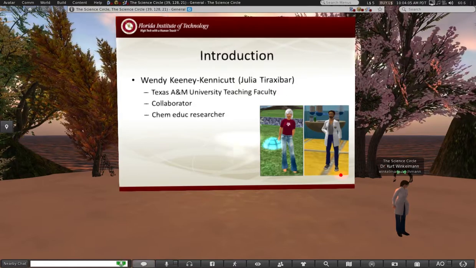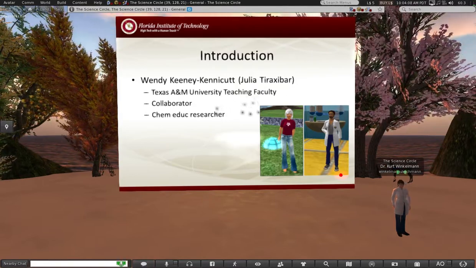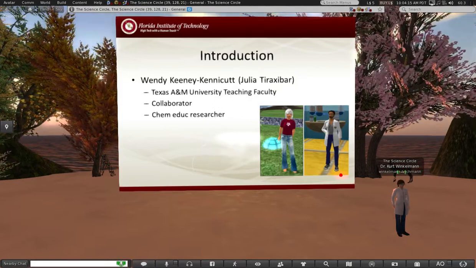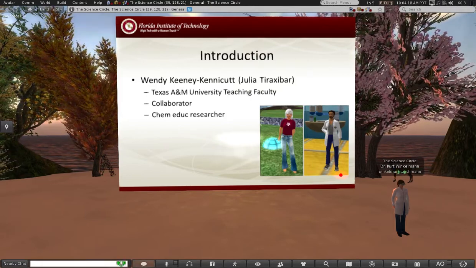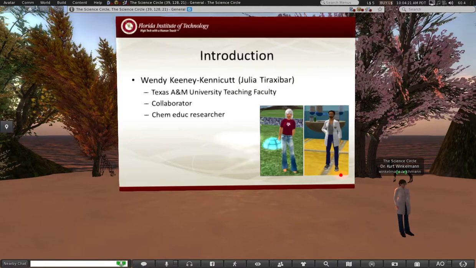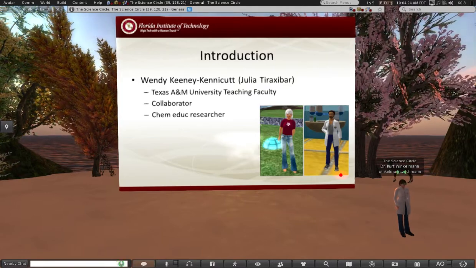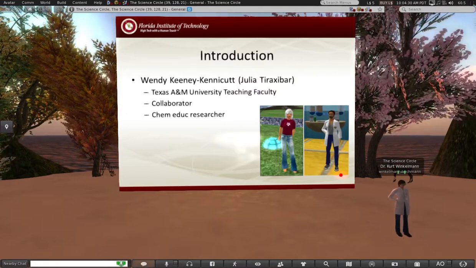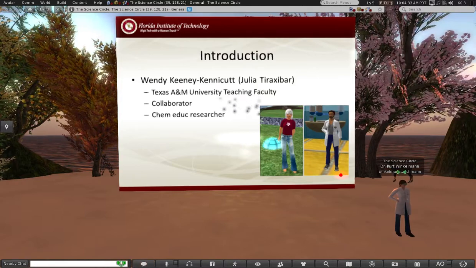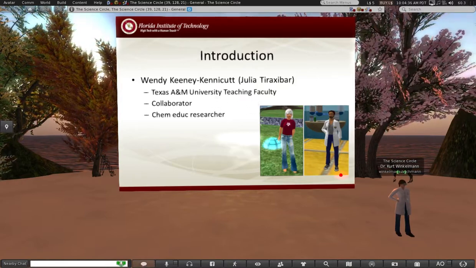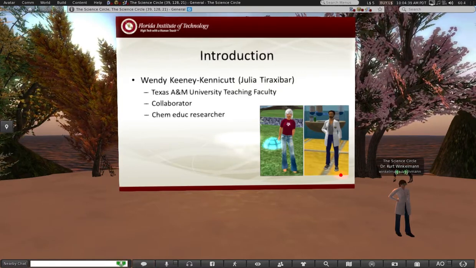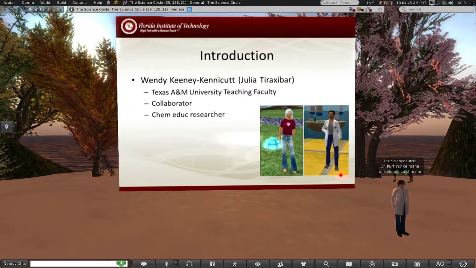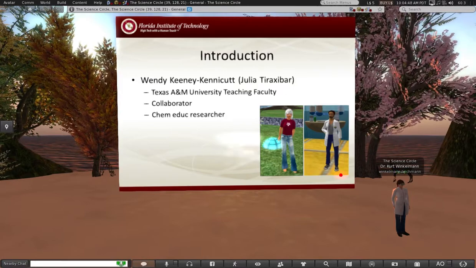So I want to first start with introducing my collaborator, Dr. Wendy Keeney Kennicott, who's Julia Traxabar in Second Life. She actually is now retired, but she was a Texas A&M University faculty member and the collaborator on this project. She has actually done a lot more work with Second Life students than I have. And in fact, this project deals with her students, not mine. But she's a chemical education researcher who's been very active in Second Life.